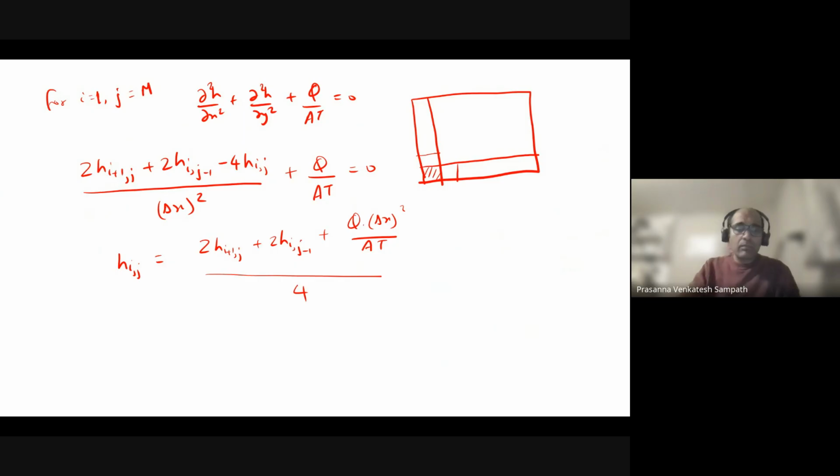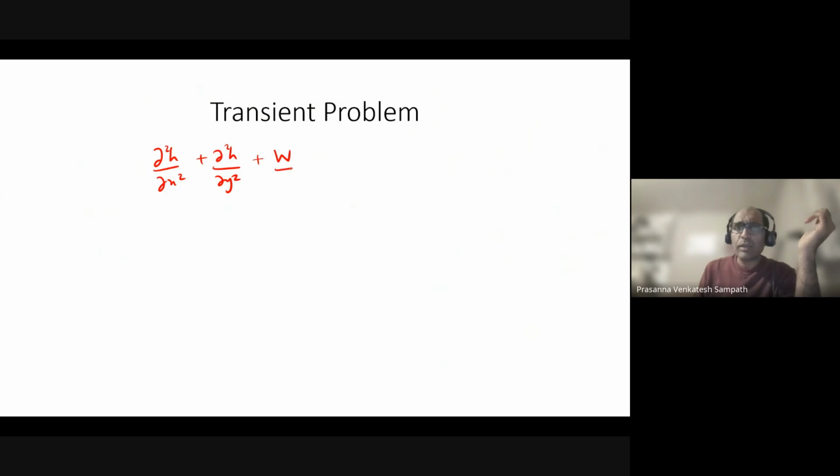So then let's move on. The final aspect that we are interested in looking at now is what to do if my problem is no longer a steady state problem, but a transient problem. So for the transient problem, my governing equation will look something like this: dou square h by dou x square plus dou square h by dou y square plus w by t, some source or sink term, equal to s by t dou h by dou t.